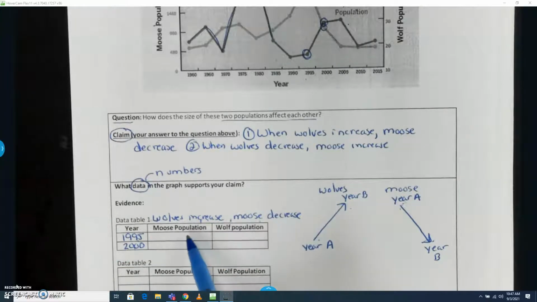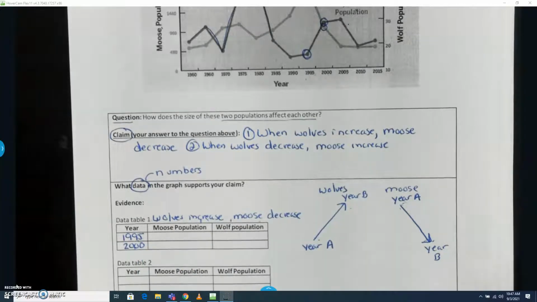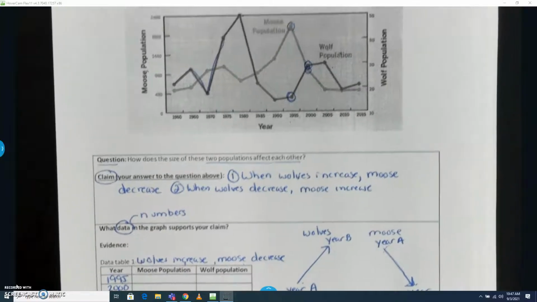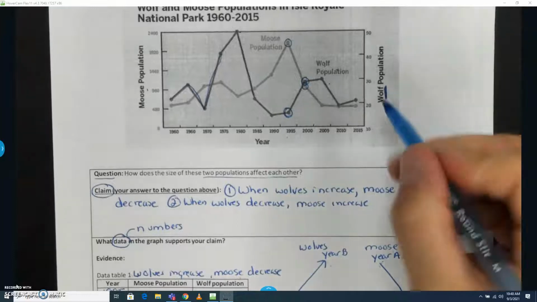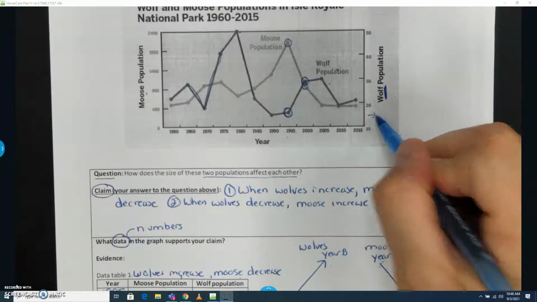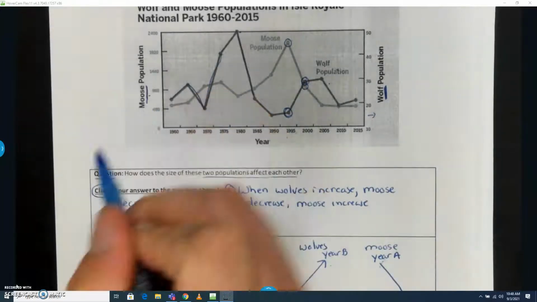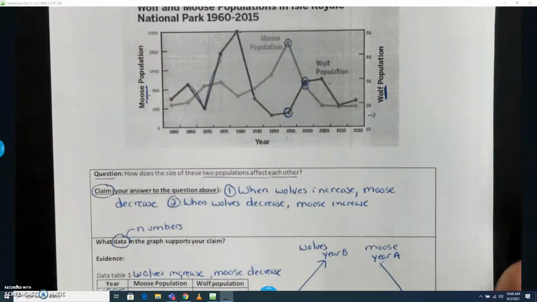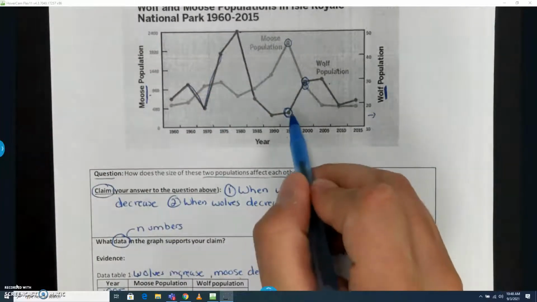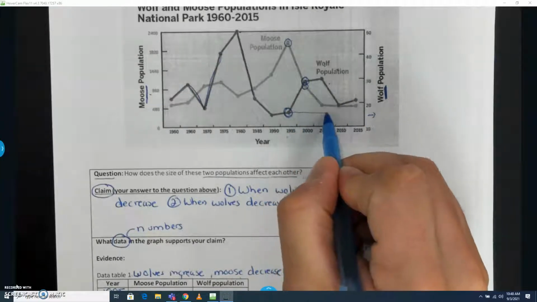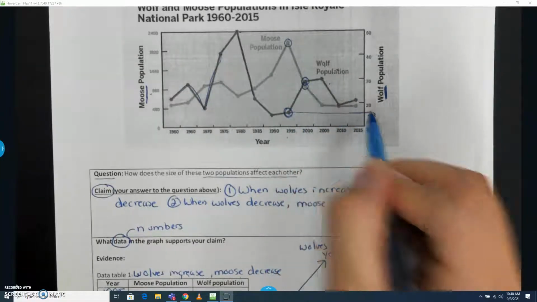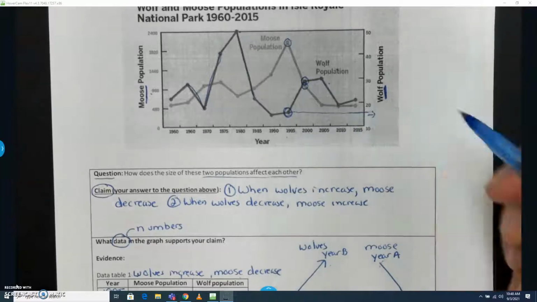Next, I have to find how many moose were around in 1995 and how many wolves were around in 1995. So, again, reading these graphs, my wolf is measured on the right side y-axis and my moose is measured on my left side y-axis. So I have to make sure I'm doing this correctly. I have to use the wolf. I have to go over here. So I'm going to just quickly draw a line over to right about there. And I need to figure out what that value is.